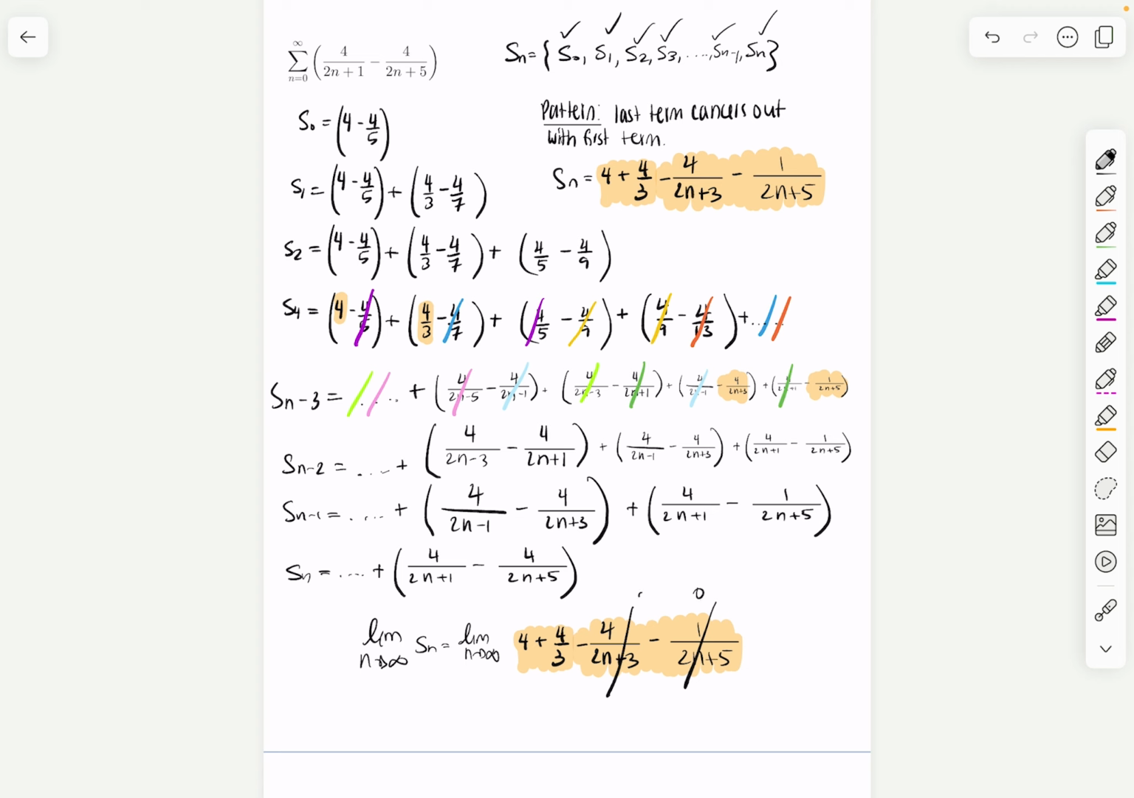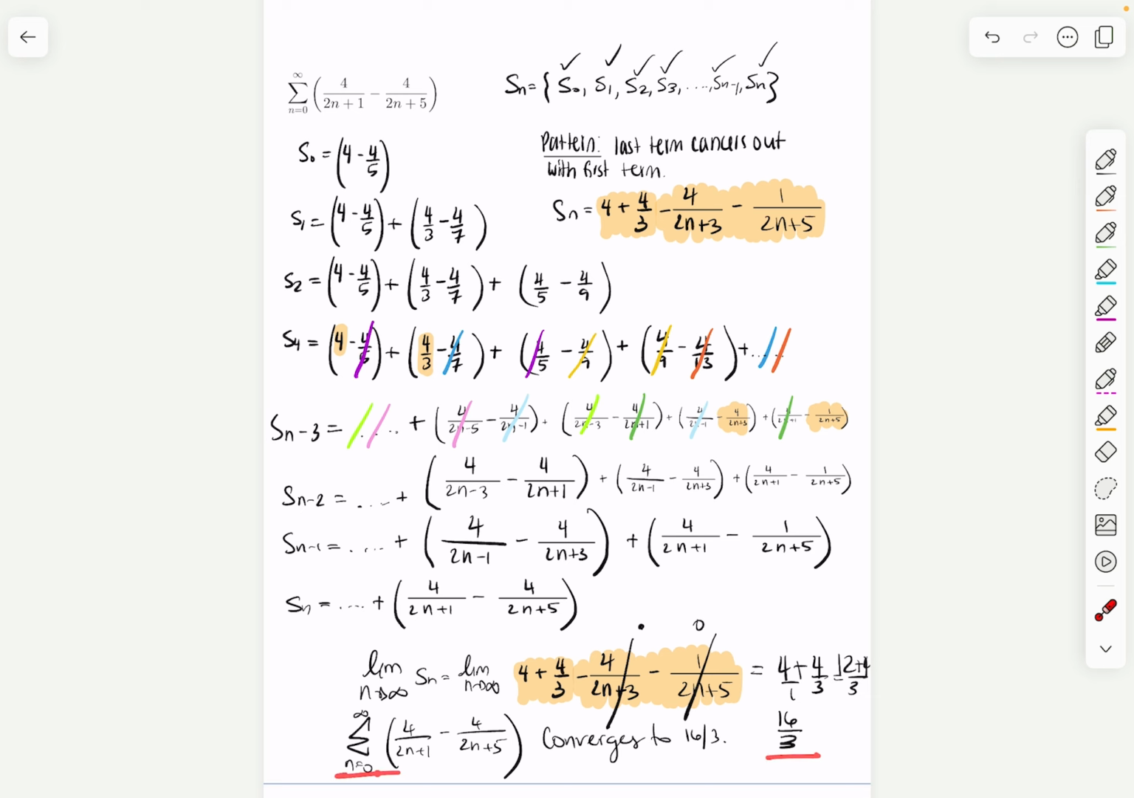So if these go to 0, then you're simply just left with 4 plus 4 over 3, which if you go ahead and add, that is 12 plus 4, which is 16 divided by 3. And so because the limit exists, then we can say that our series, our telescoping series, converges to 16 over 3.